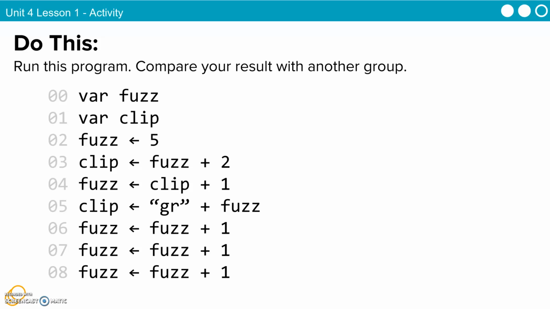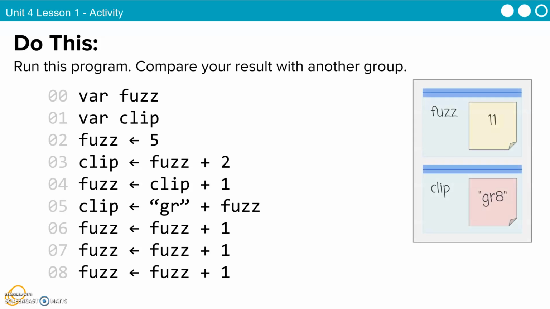So let's take a look at this code. See if you can pause your video, walk through it, and then answer what the evaluation is going to be at the end. Did you get fuzz is going to be 11 and clip's going to be great? If you did, you really got the hang of this and you're ready to move on. If not, don't worry, still have more time to practice. Let's keep moving.